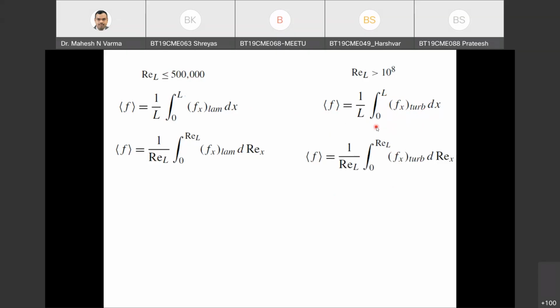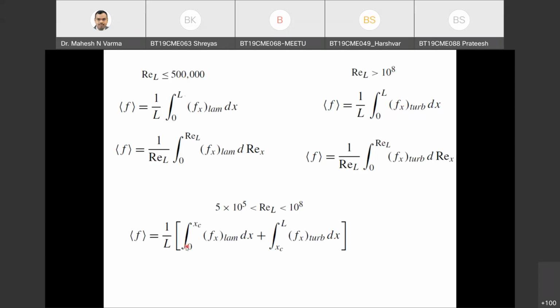and integrate it over. Substitute L equals this thing. And if my Reynolds number is between 500,000 and 10 raised to 8, I can consider both laminar as well as turbulent. For Reynolds number between 500,000 and 10 raised to 8, I can consider laminar and turbulent.